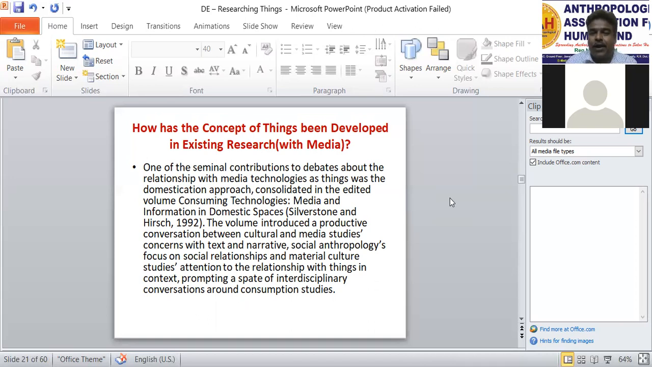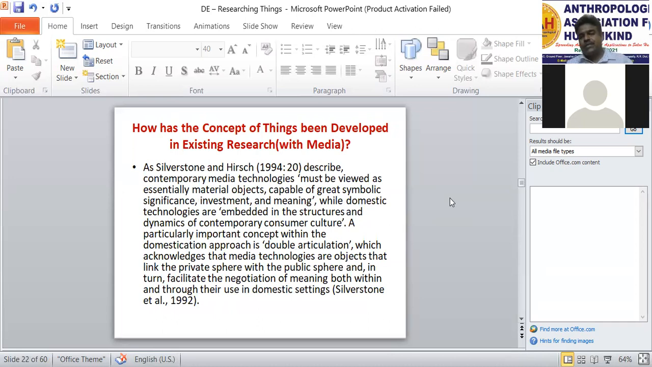This volume introduced a productive conversation between cultural and media studies, concerns with the text and the narrative, the social anthropologists' focus on social relationships, and material culture studies' attention to the relationship with things in context, prompting a spate of interdisciplinary conversations around consumption studies. As Silverstone and Hirsch describe, contemporary media technologies must be viewed as essentially material objects, capable of great symbolic significance, investment, and meaning, while domestic technologies are embedded in the structures and dynamics of contemporary consumer culture.